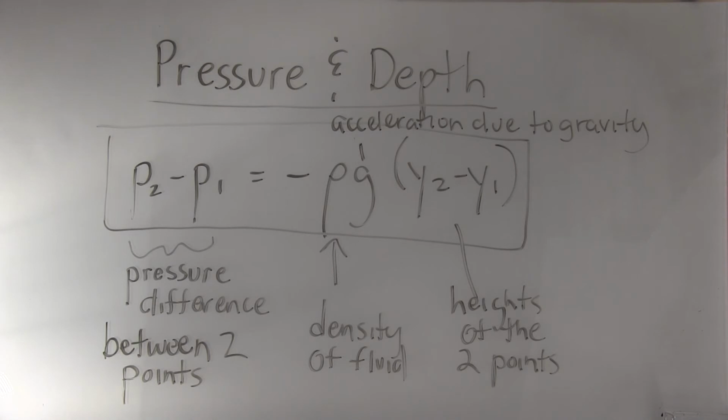The equation that shows that when y increases, pressure decreases, that is, as we move upward in a fluid, the pressure decreases, as we expect it to, is as follows. The pressure differential between 2 points is equal to the negative density of the fluid times g, acceleration due to gravity, times the height differential of the 2 points.